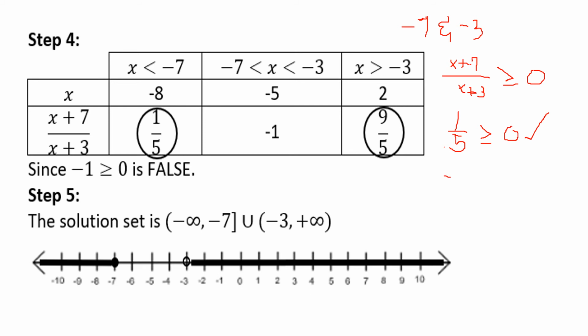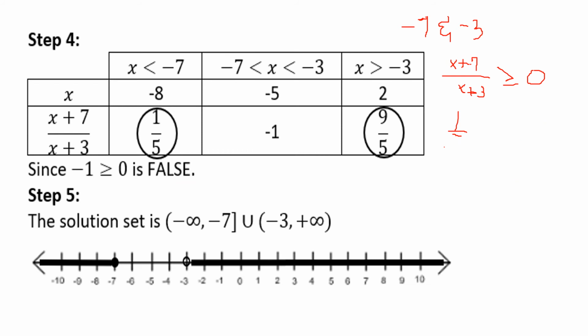Since mas dako man gid si 1/5 kay 0. Next is negative 1 is greater than or equal to 0. Is that correct? Mas dako si negative 1 kay 0? Of course, it is false, since mas higher si 0 than negative 1. Okay, then we have 9 over 5 is greater than or equal to 0, which is correct since mas dako man gid si 9/5 kay 0. So that's why negative 1 is greater than or equal to 0 is a false statement.